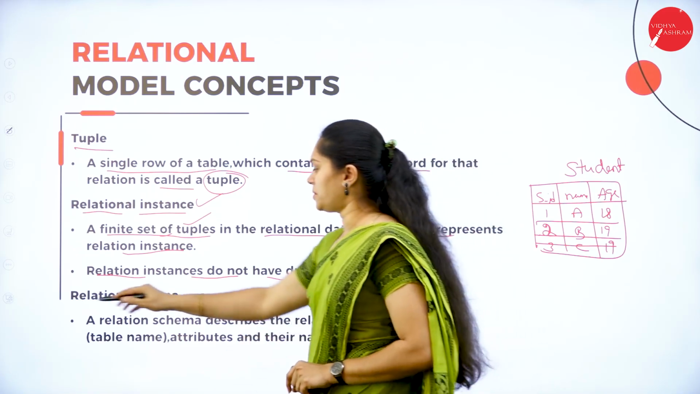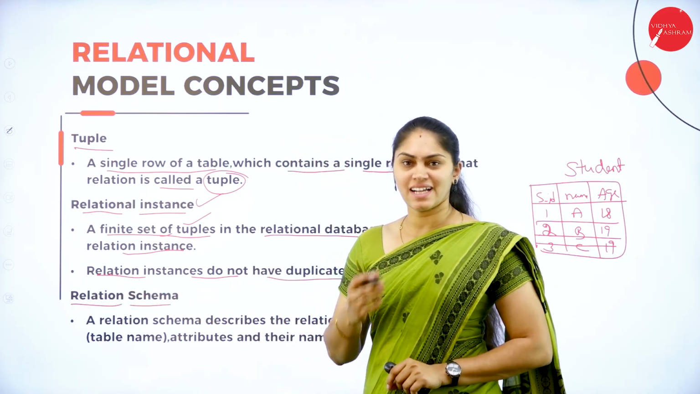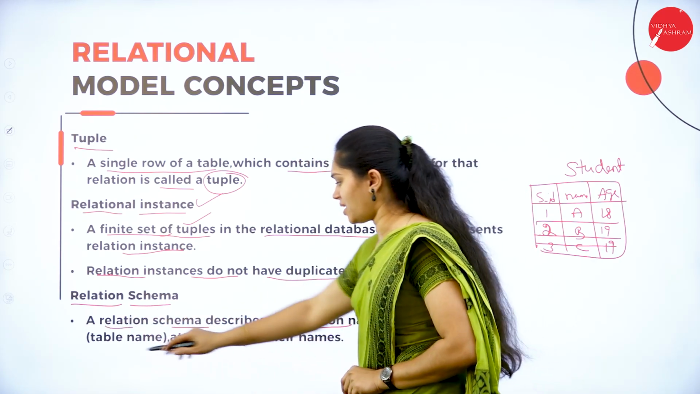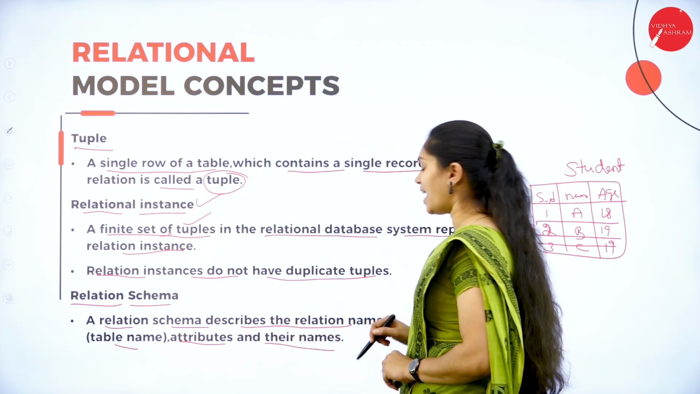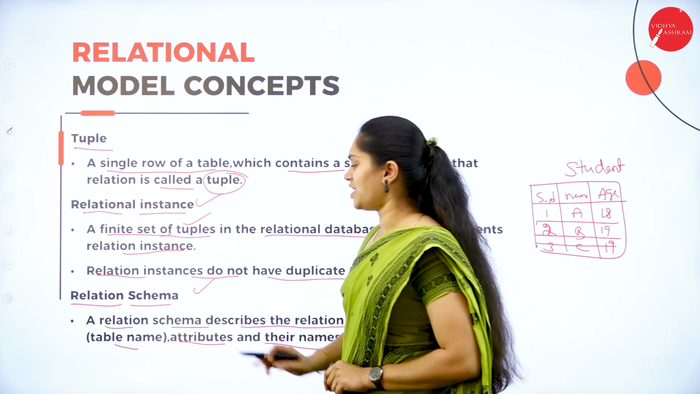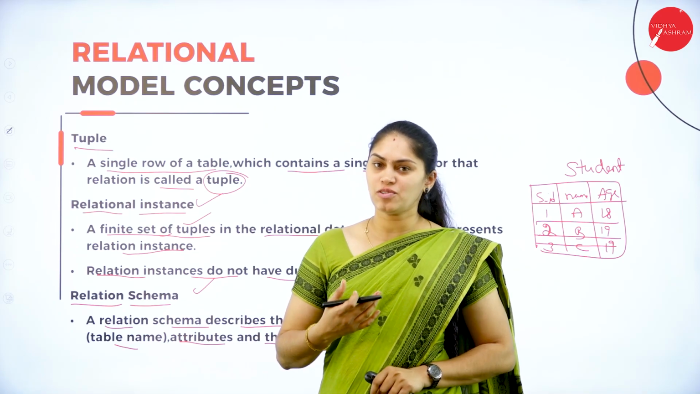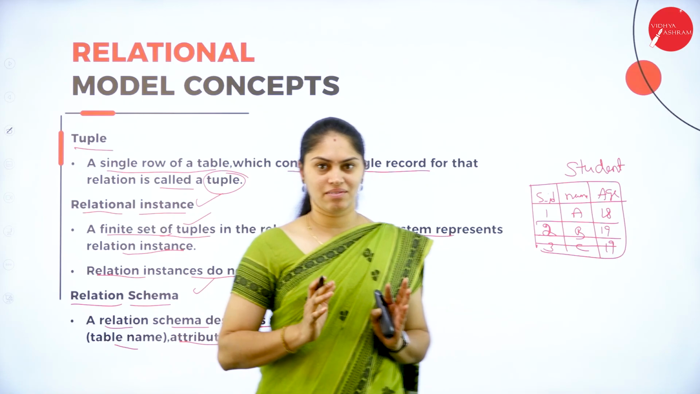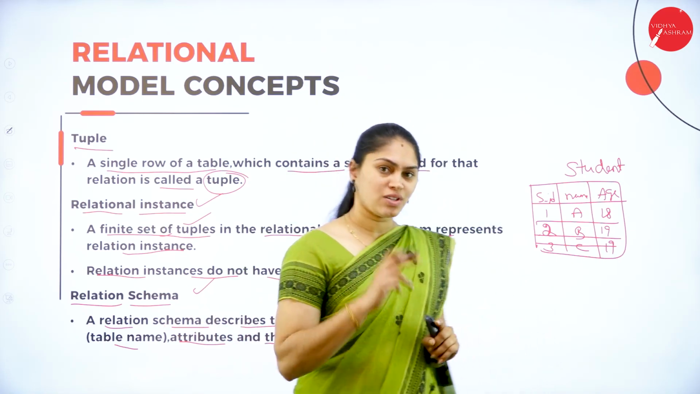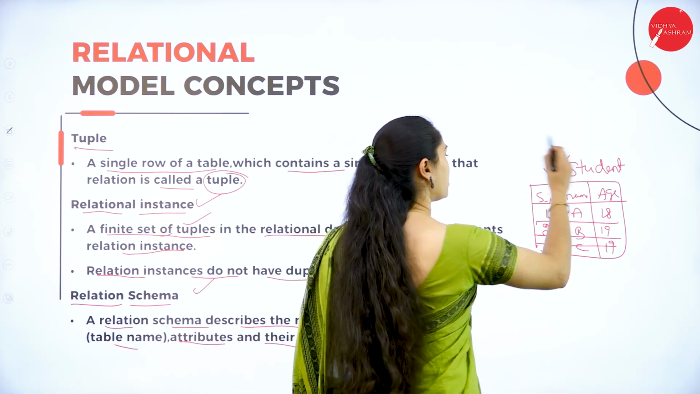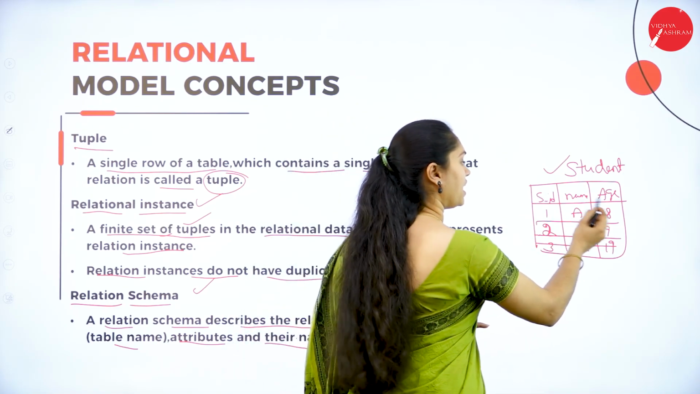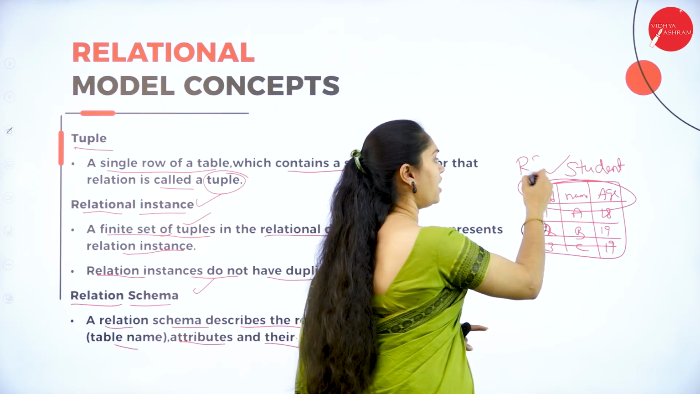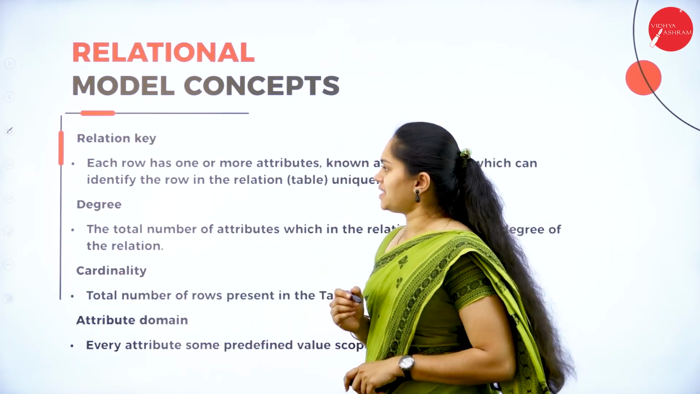We'll see the next concept here, that is relation schema. What does this relation schema represent? A relation schema describes the relation name, that means the table name, and the attributes and their names. Then we call that a relation schema. It is the concept we use in order to describe the structure of a database. So here what should be considered? I should consider the name of a table and the attributes along with their names. Together we can call this a relation schema. Fine. We'll see the next concept.